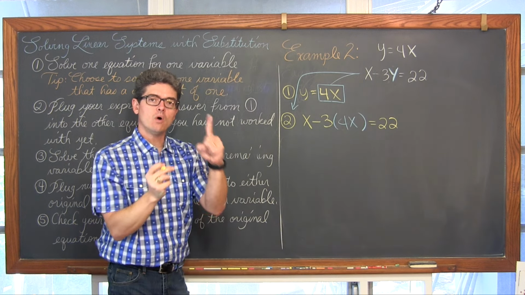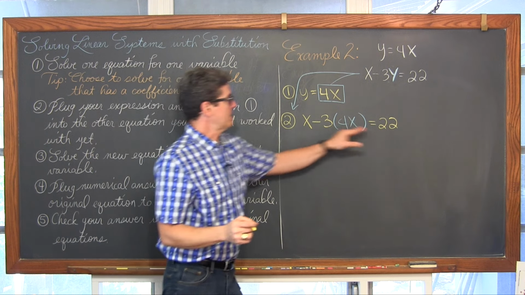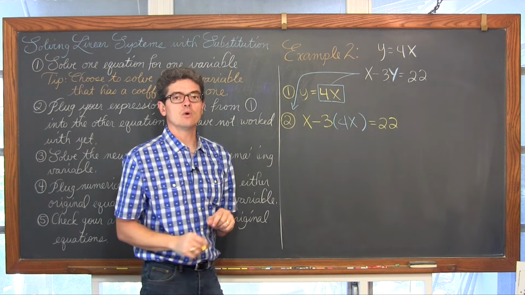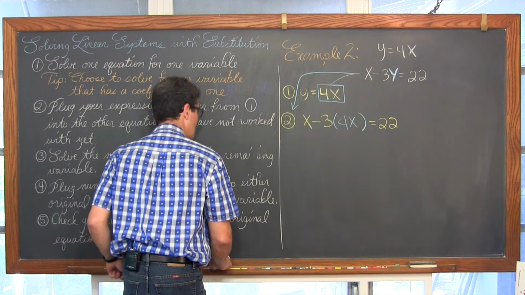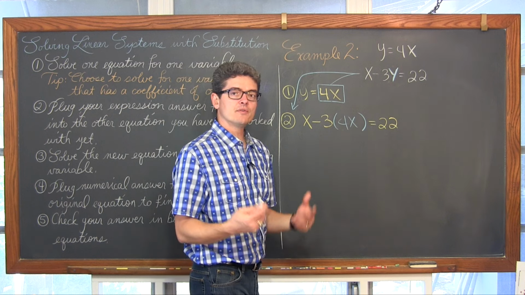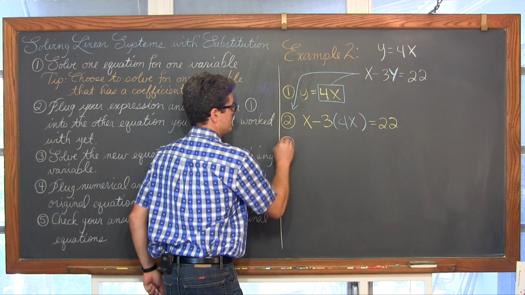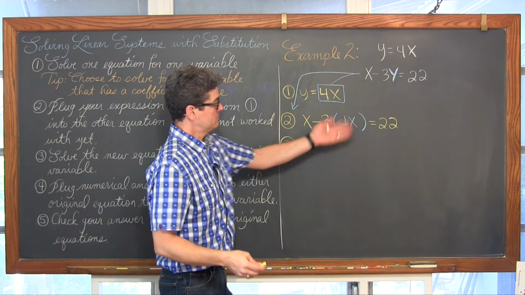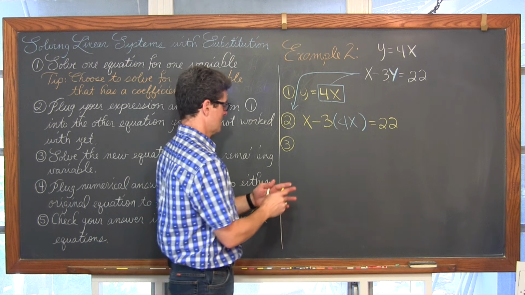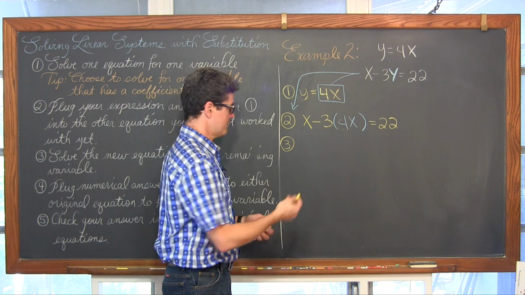I've created one new equation from the previous original two, and I've got an equation now that's only got one variable in it, which means that we need to solve this multi-step equation. So for step 3, we're going to solve for x. That means that if you have parentheses, you're going to distribute to those parentheses to get rid of them.